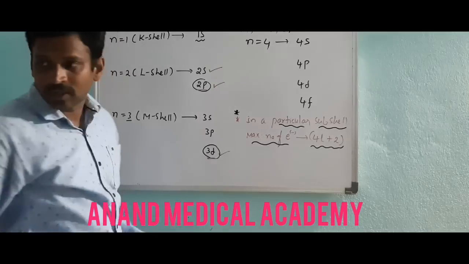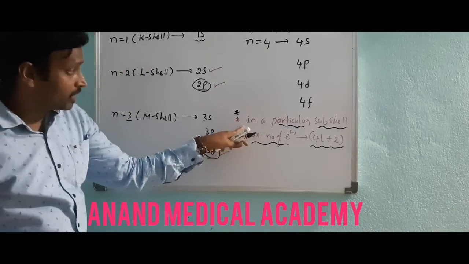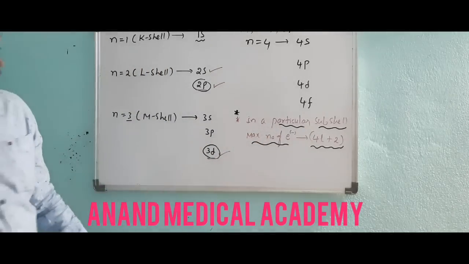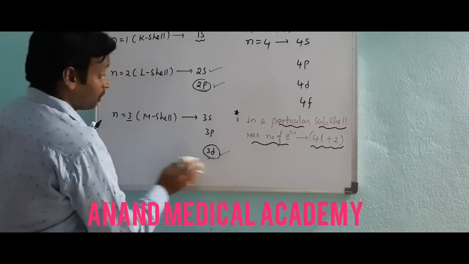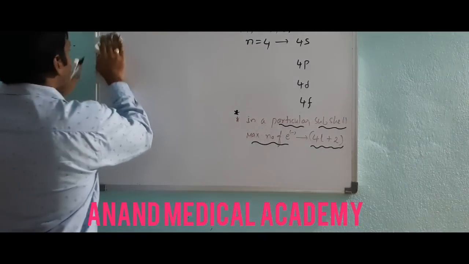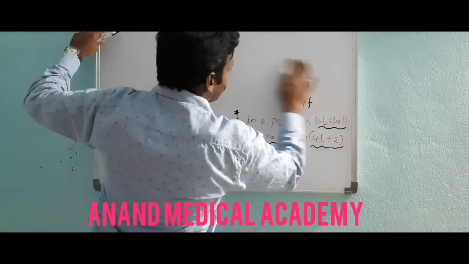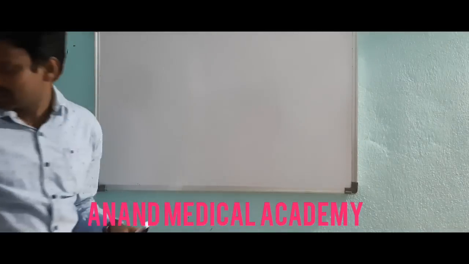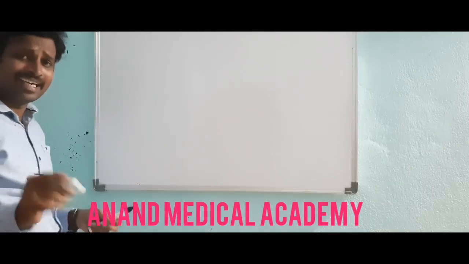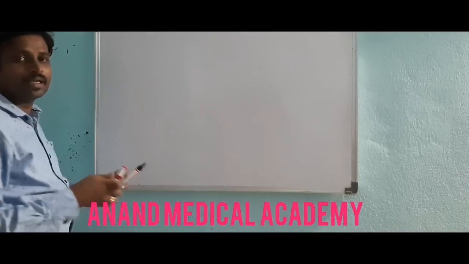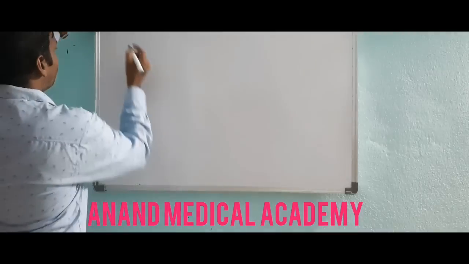So this is one important thing I was given. In a particular subshell, what is the maximum number of electrons? 4l plus 2. Okay, understood? Next, the most important thing I'll write: how many electrons are present in any particular s, it is 1s or 2s or 3s, it does not matter. In any particular subshell, how many electrons?